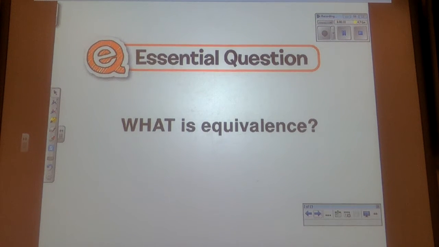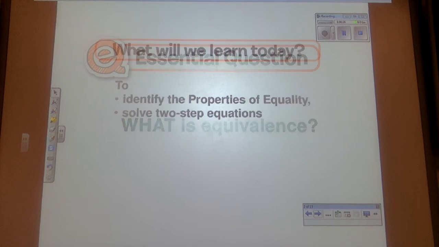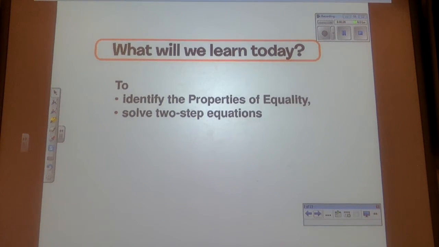So our essential question is, what is equivalence? That's what we're trying to figure out. We've been discussing balancing equations, so what we do to one side you have to do to the other. So today we're going to learn how to identify the properties of equality and solve two-step equations.